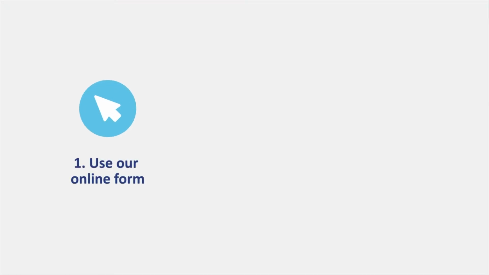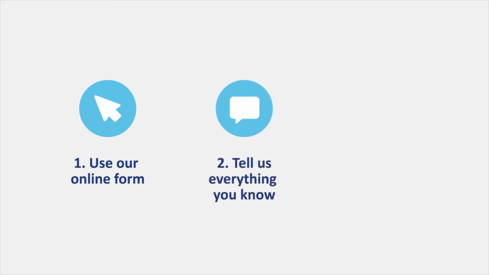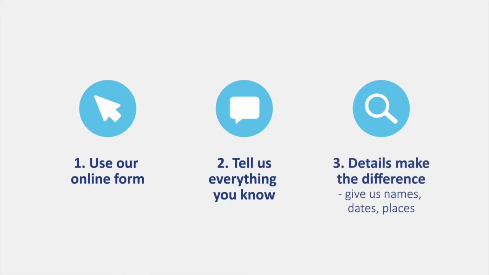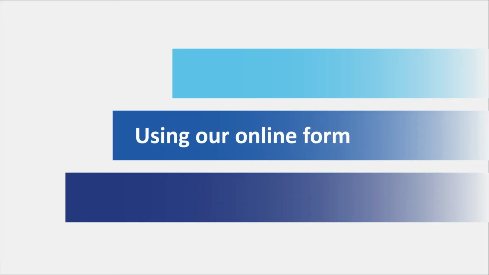Use our online form. It will take you step by step through the information we need. 2. Tell us everything you know about what happened. And 3. Remember that details make the difference between a complaint that doesn't go past the first stage and one that can be investigated. Be as specific as possible about names, dates, and places. We'll discuss this a bit more when we consider an example of a complaint later in this video.